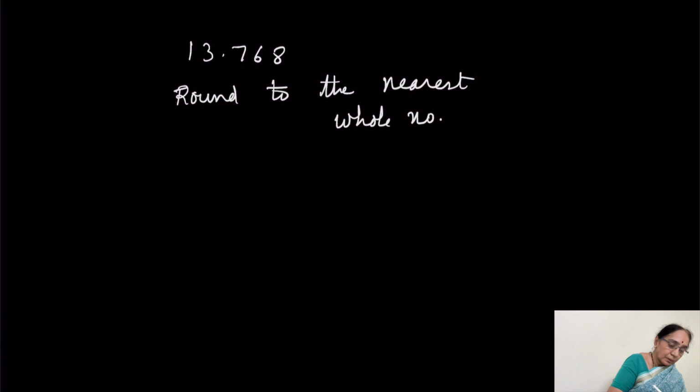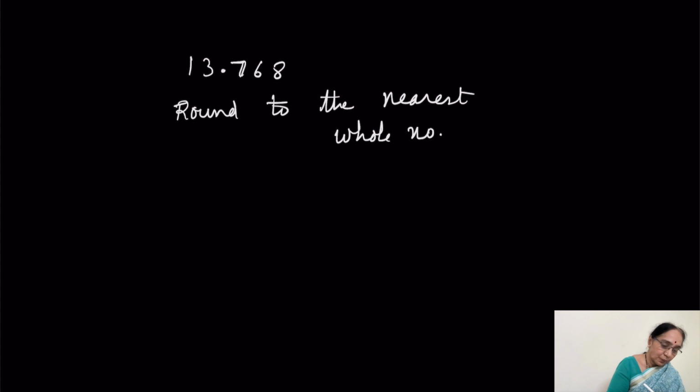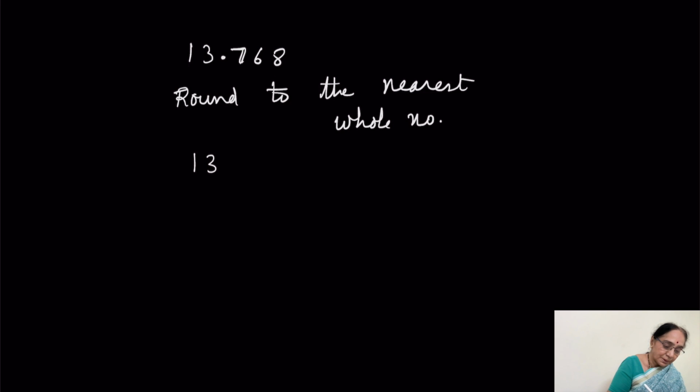Now the concept is the same. You see which whole number 13.768 lies between: 13 and 14. It is closer to 14, so it will be rounded to 14. The concept is just the same, but we will follow the shortcut so that we can save time in rounding numbers.